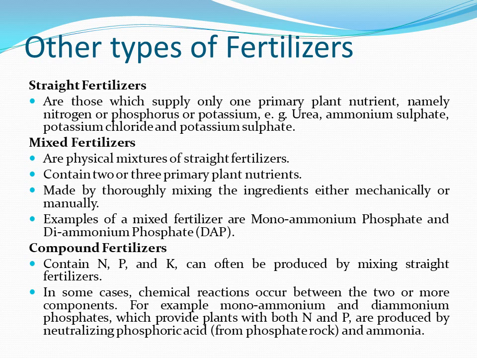Coming to the compound fertilizers, they contain nitrogen, phosphorus, and potassium. And they are also produced like mixed fertilizers by mixing the straight fertilizers. In some cases, certain chemical reactions occur between 2 or more components of these compound fertilizers. For example, monoammonium and diammonium phosphate provide plants with both nitrogen and phosphorus. And they are produced by neutralizing the phosphoric acid from phosphate rock with ammonia.